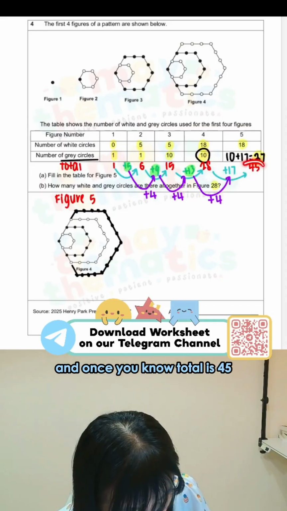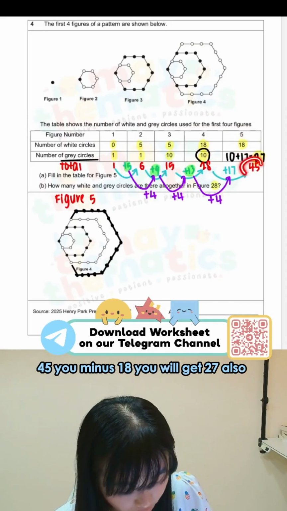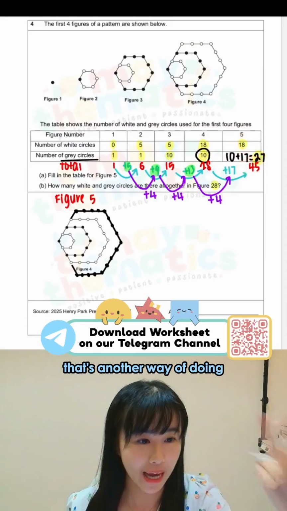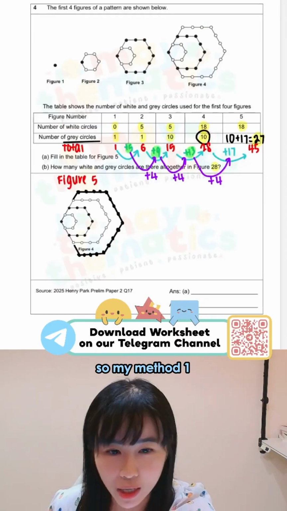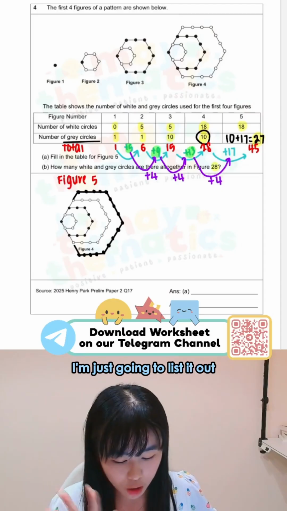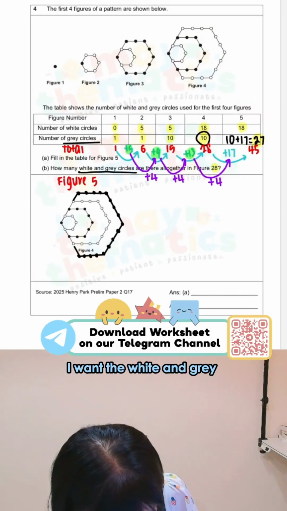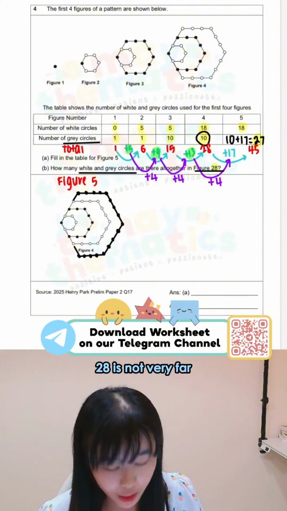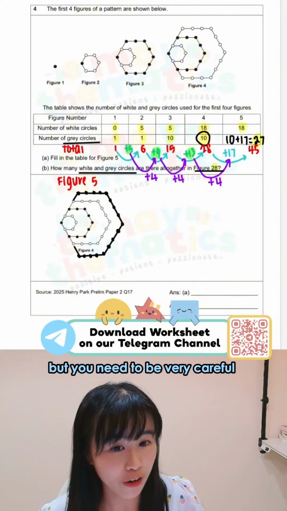And once you know total is 45, you minus your white. 45 minus 18, you'll get 27 also. That's another way of doing it. I will go through part B now. So my method 1, what I'm going to do, I'm just going to list it out. I want the white and grey all together until figure 28. 28 is not very far, but you need to be very careful when you're adding.